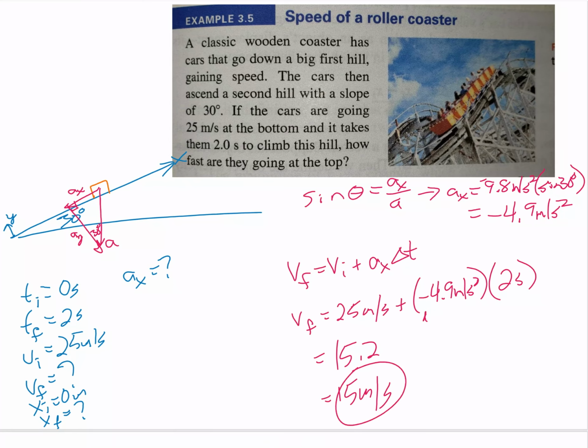I'm confused as to how we got that, if it's two positives and one negative. Positive 2 seconds times negative 4.9 is negative 9.8. Positive 25 meters per second and negative 9.8 gives us positive 15.